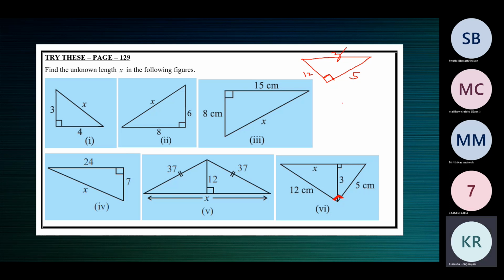See, first we took up this right triangle, children. This is a right triangle. We found out this side. This is 4 centimeters. We found this.